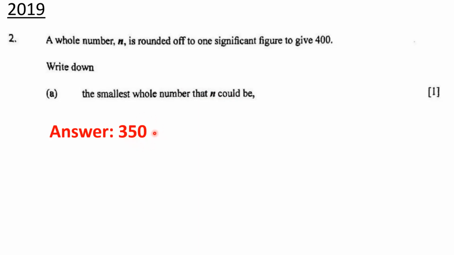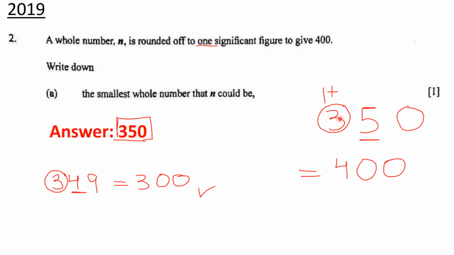And we know that 350 is the answer because if we look at 350 and we round it off to one significant figure, well, we know that 3 is the first significant figure of this number. And so we circle 3 and we underline 5. And if we look at 5, which is to the right of 3, once the number is 5 or greater, then we round up, we add 1. So indeed, the number to the right of 3 is equal to 5, so it's 5 or greater. And so we have to add 1 to the 3, and if we add 1 to the 3, we get 400. So that means that if we take 350 and we round it off to one significant figure, we do get 400.